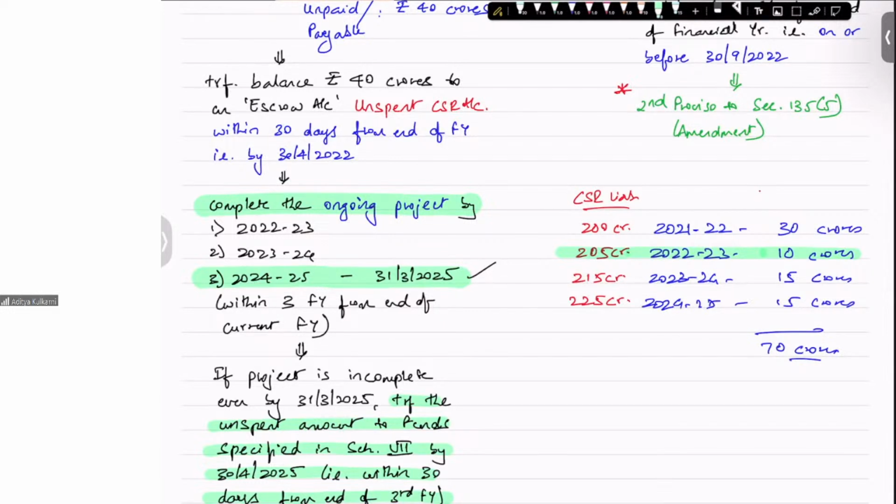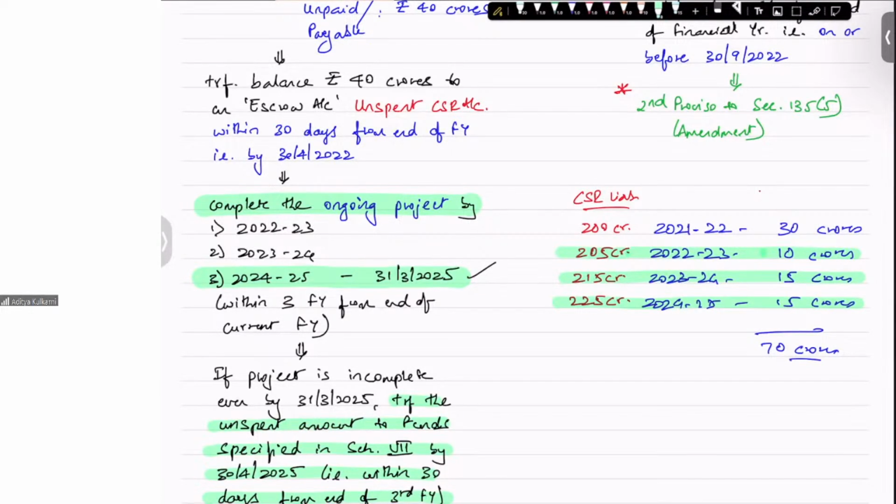Likewise, the company says 215 crore for 23-24, but I have already paid 15 crore. So therefore, I only have to pay 200 crore. Do you think this argument is correct? Do you think the argument of 225 out of which 15 is paid is correct? Okay. It is not.